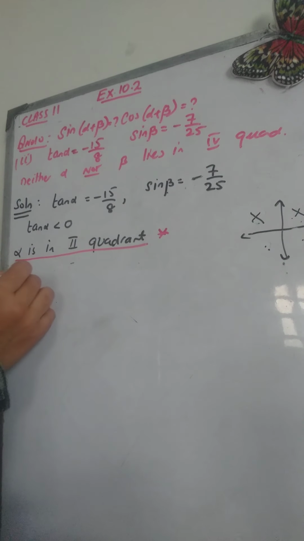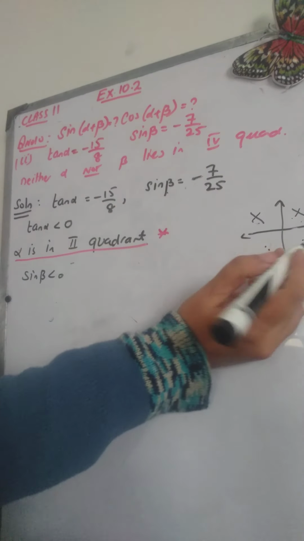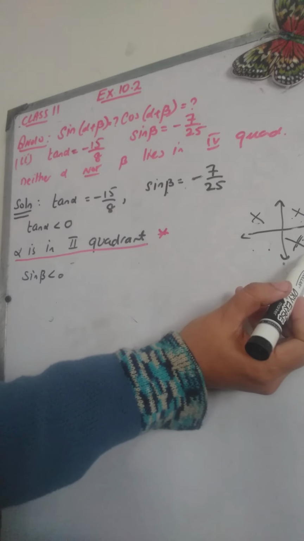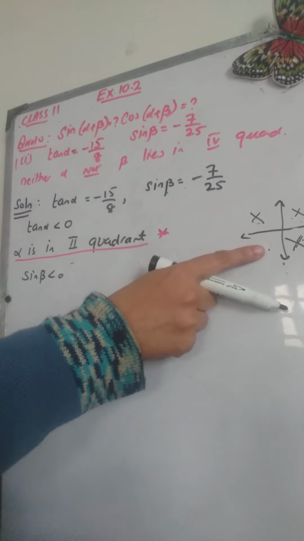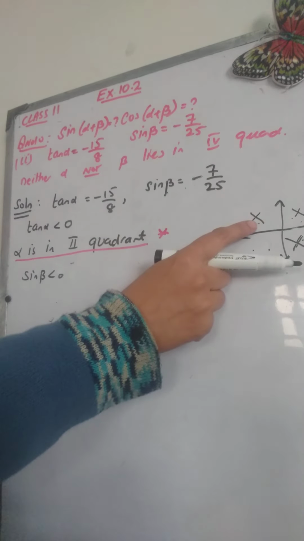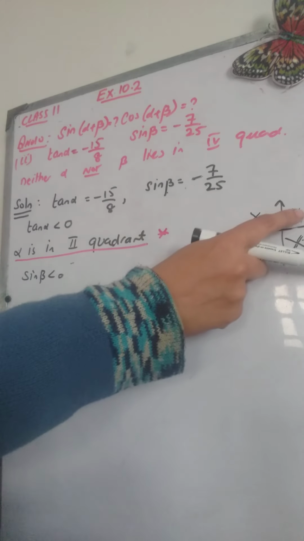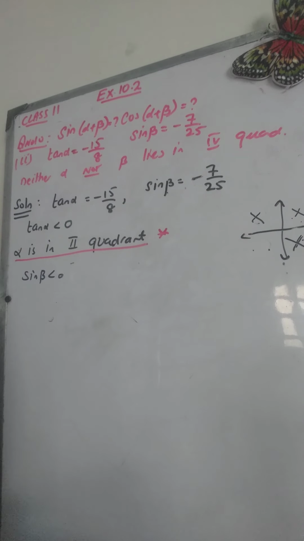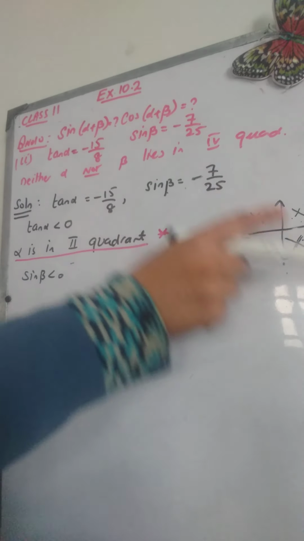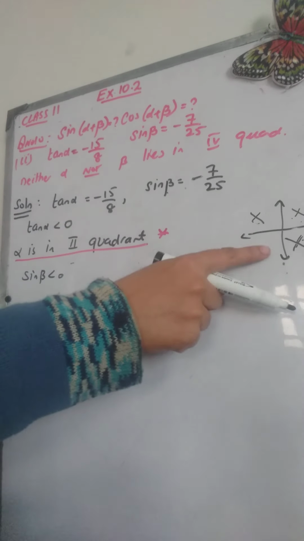So as sine beta is less than 0, the only two possibilities are the third and fourth quadrants. Now they have given us that both the angles do not lie in the fourth quadrant, so beta must lie in the third quadrant, because this is the only quadrant left. It can't be in the first and second, because sine is positive there, and it is given that sine beta is negative. Similarly, it can't lie in the fourth quadrant, although sine is negative there, because the question says it does not lie in the fourth quadrant. So the only possibility is the third quadrant.